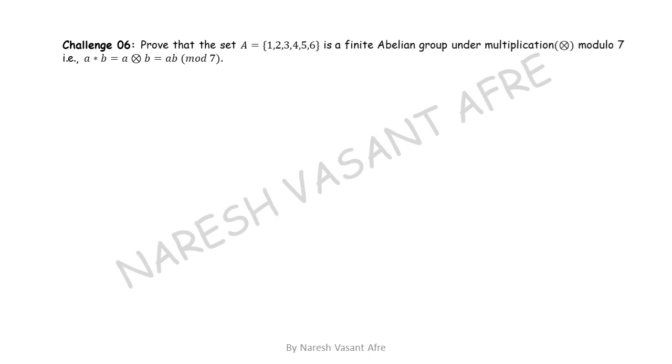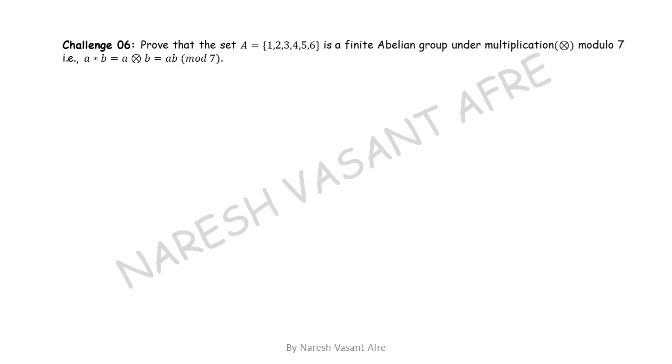So now coming to the next problem. Now we need to prove that the set A, which is 1, 2, 3, 4, 5, 6, is a finite abelian group under multiplication modulo 7. That is, a star b is a into b modulo 7.